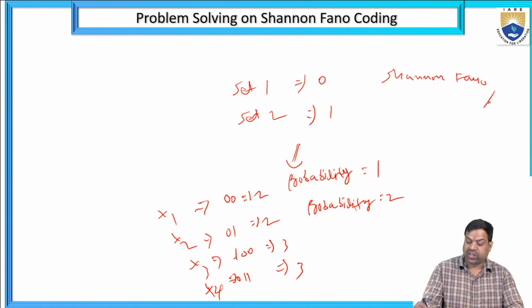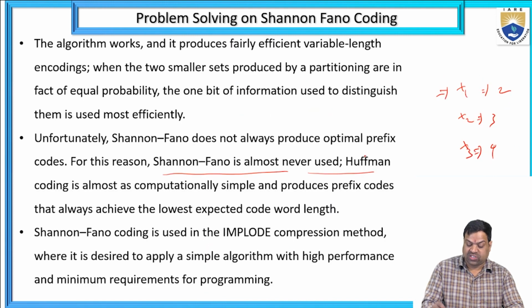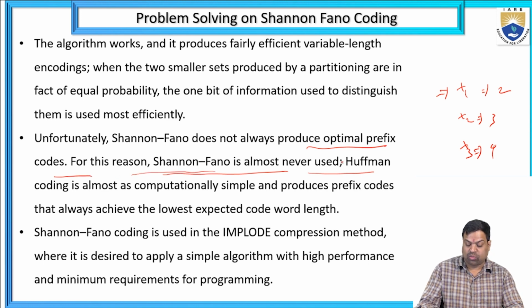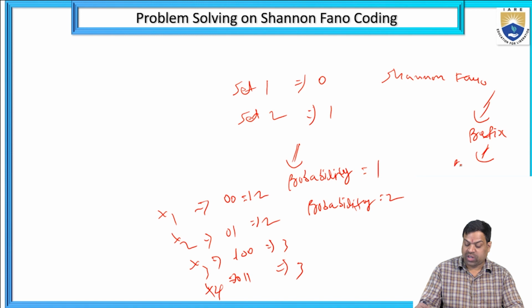Shannon-Fano only gives the prefix code. So that is the disadvantage: it does not produce optimal prefix codes. For this reason, Shannon-Fano is almost never used. So it is a drawback of this method, and the prefix is a drawback for Shannon-Fano.